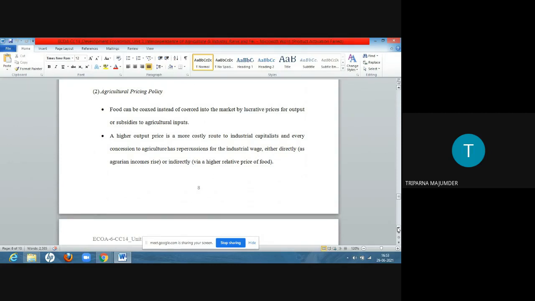Now, food can be coaxed instead of coerced into the market by lucrative prices for output or subsidies to agricultural inputs. A higher output price is a more costly route for industrial capitalists, and every concession to agriculture has repercussions for the industrial wage, either directly as an increase in agrarian income or indirectly via a higher relative price of food.